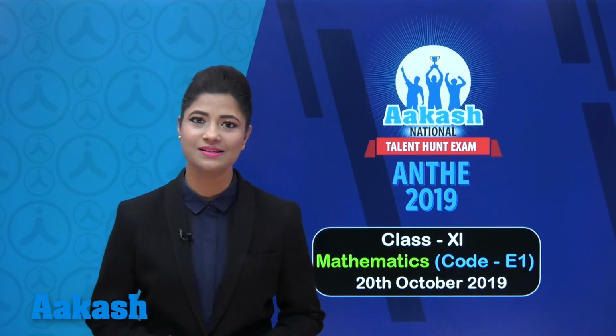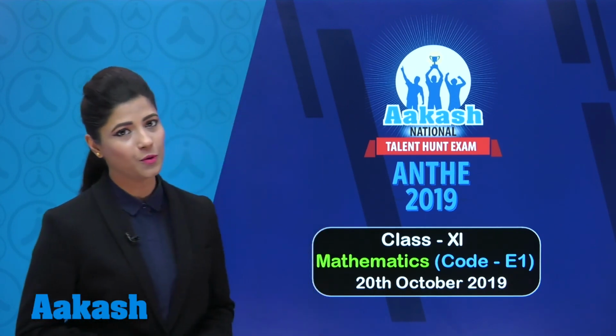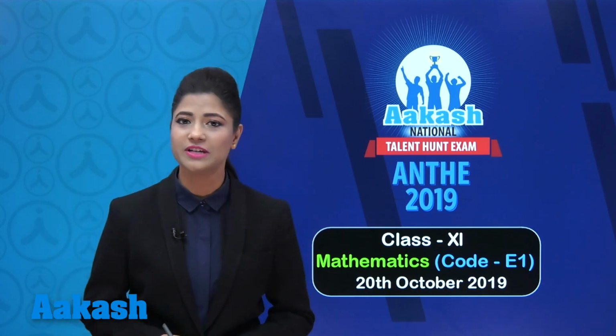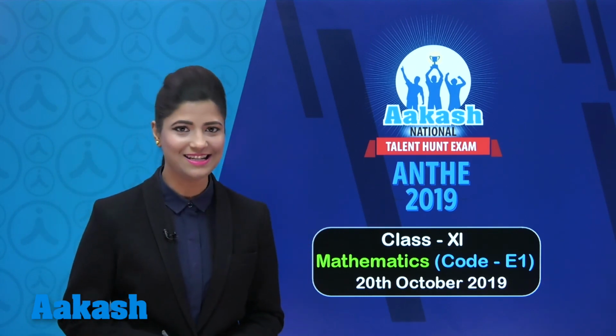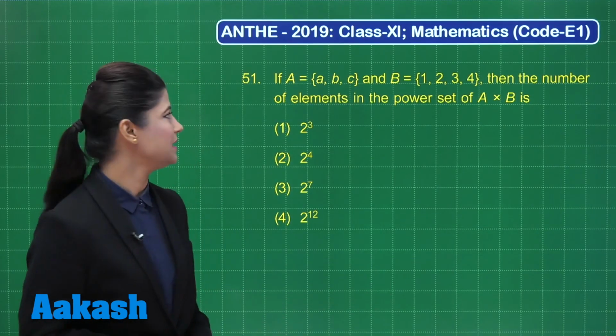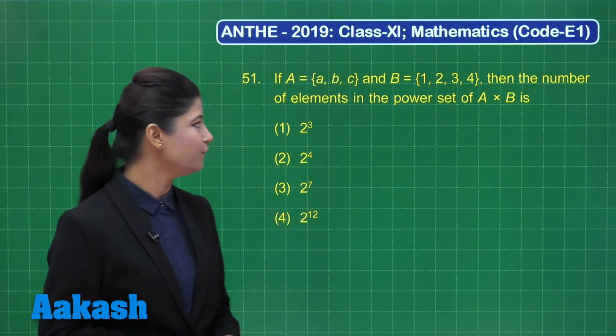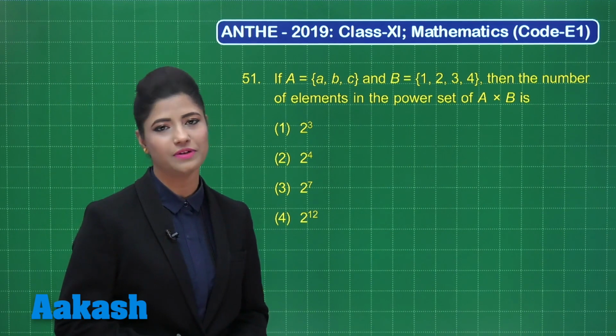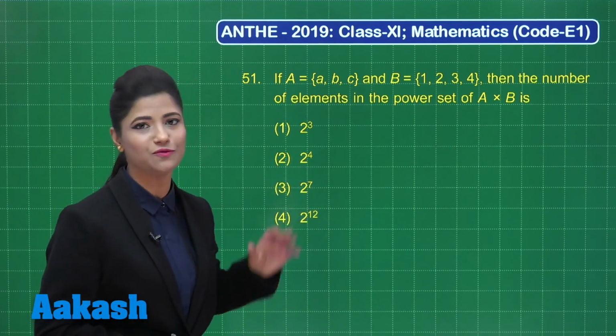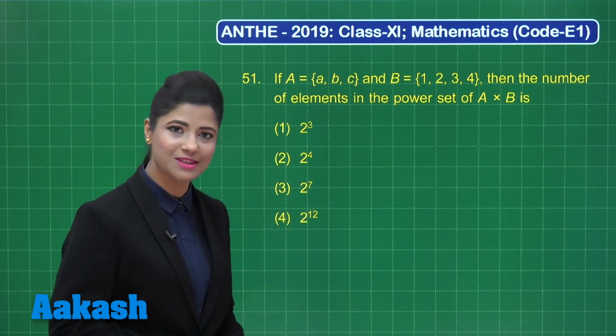Here I am going to discuss class 11th paper of code E1 and I am going to take up the mathematics part. So let's start our discussion with this first question. Here this question states A and B are these two given sets, then the number of elements in the power set of A cross B is out of these four options. So let's proceed with this question.